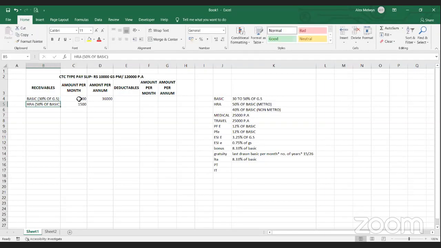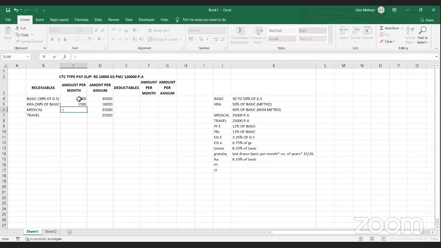Okay. This again will be, so this will be again this, which is multiplication of this. Then I have medical, which is 25,000 rupees per annum, and this is also 25,000 per annum. Just travel, right? So then I have this equal to this divided by 12, because to get the per month I have to divide by 12. So this will be the amount.